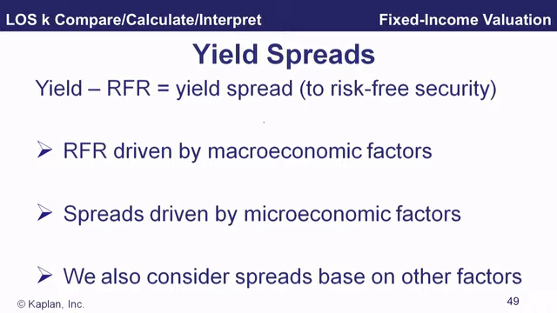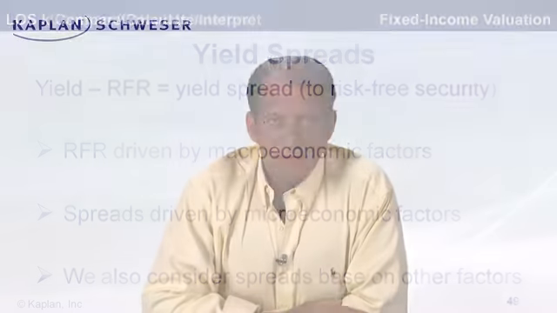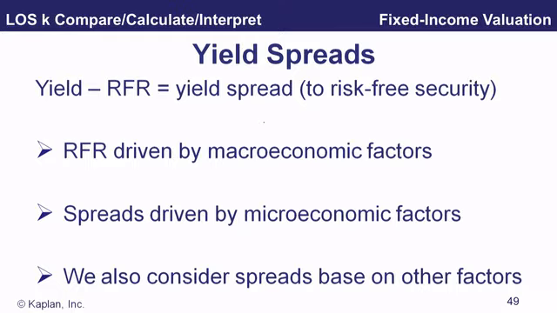So that risk-free rate typically would be a government rate, government bonds in a number of countries. And that risk-free rate is driven by macroeconomic factors in the overall economy. The spreads are going to be driven, we say, by microeconomic factors because those are for specific bonds. We'll look at corporate bonds compared to government bonds and look at that spread. And we also consider some spreads based on other factors.